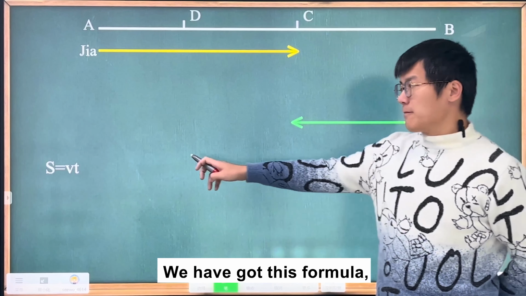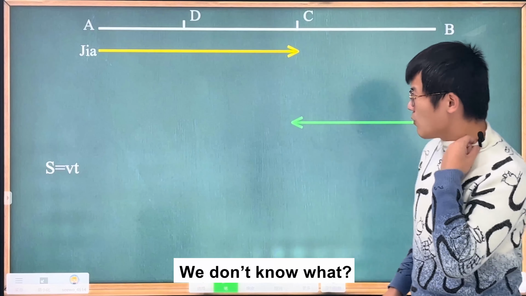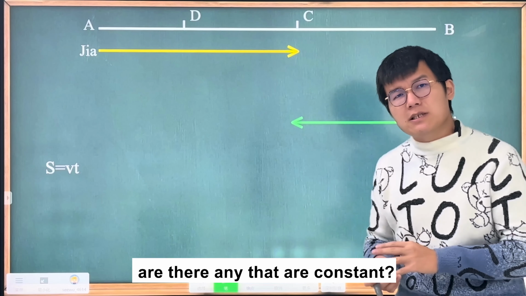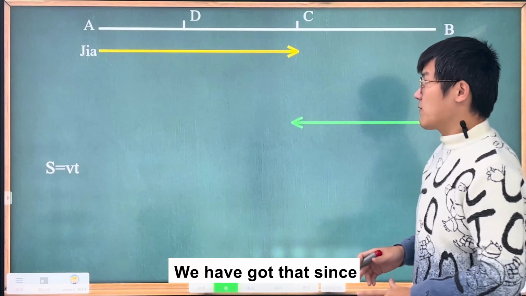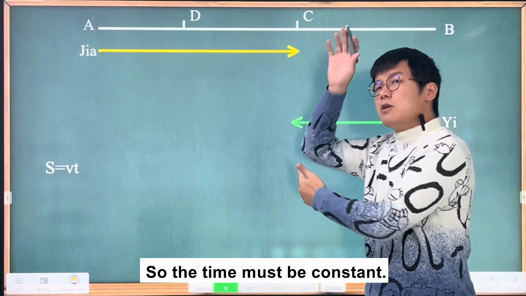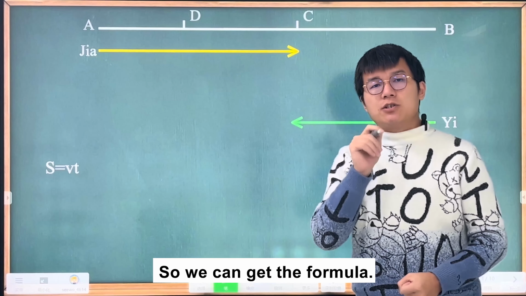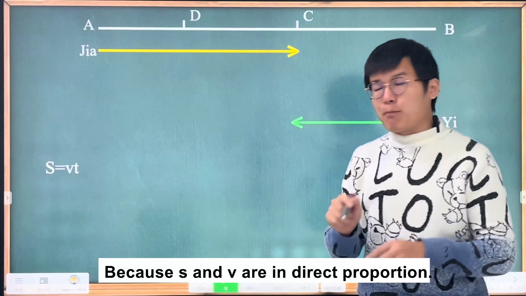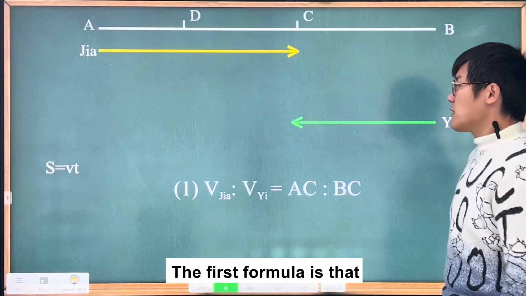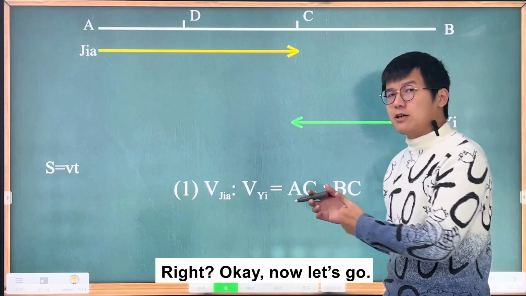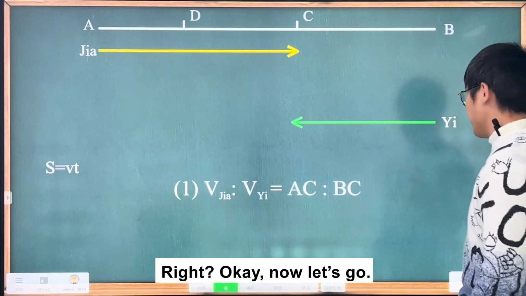We have got this formula, but we still don't know. Are there any S? Are there any V? Are there any T? They are constant. Yes, we have got that. Since Jia and Yi start at the same time and meet at C, the time must be constant. So we can get the formula because S and V are in direct proportion. The first formula is V Jia to V Yi is equal to AC to BC, right? Now let's go on.